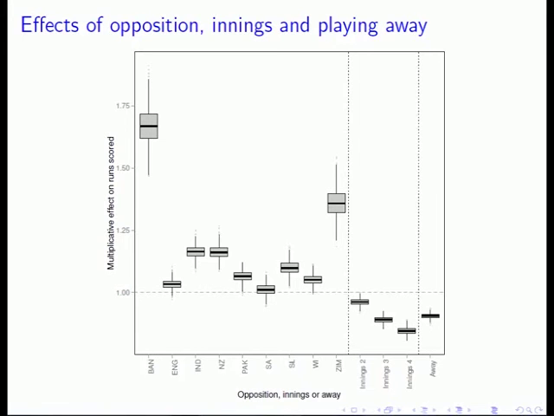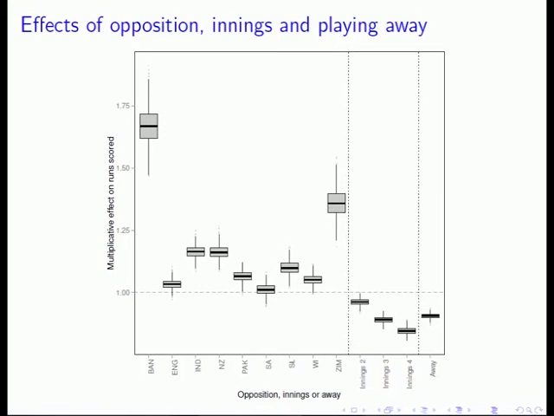Look at the effect of innings. The effect of innings 1 is 1. So, not surprisingly, innings 2, it's harder to get runs. Innings 3, it's hard to get runs. Innings 4, it's hard to get runs. And it's harder to get runs when you're playing away. If that had been up there, then there'd be something wrong. We all know that's the way the sport typically works.